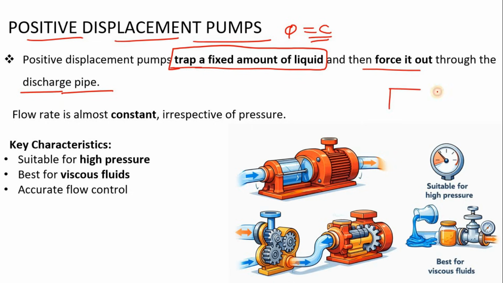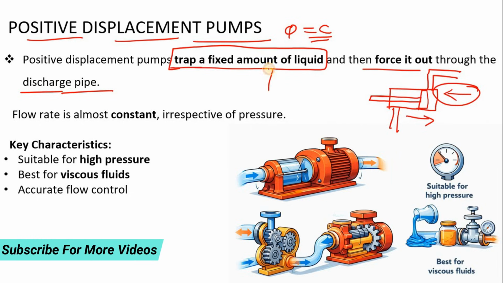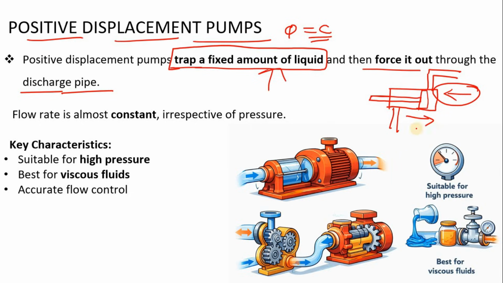Just see this. This is one pump. Let's say this is a reciprocating pump. This is the inlet, I'm assuming, and this is the outlet. Now what will happen is that the positive displacement pump will trap a fixed amount of volume when this shaft goes backward. A vacuum will be created and the liquid will come into this chamber. This chamber has a constant volume, constant space you can say. So it will trap a fixed amount of liquid, and then when it goes forward, that fixed amount of liquid will go out through the discharge pipe, and that's how this reciprocating pump works.